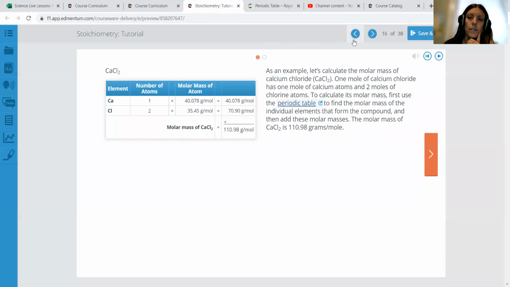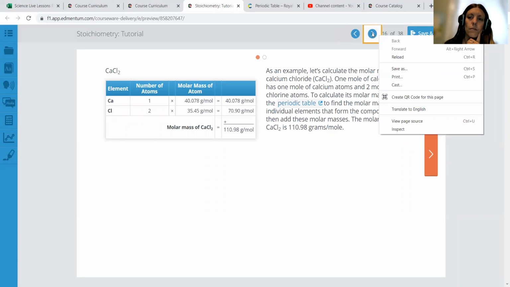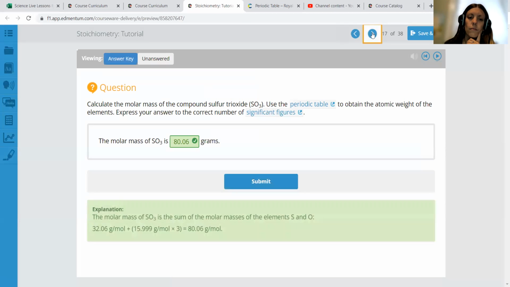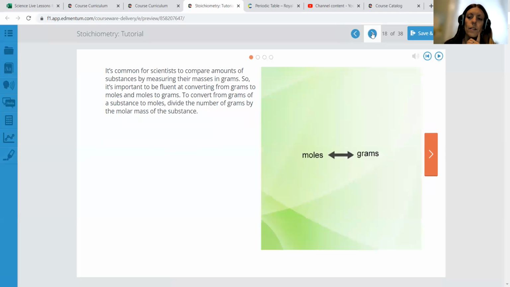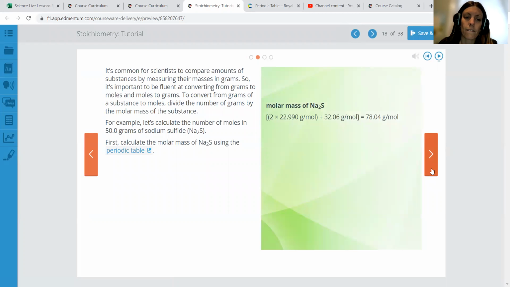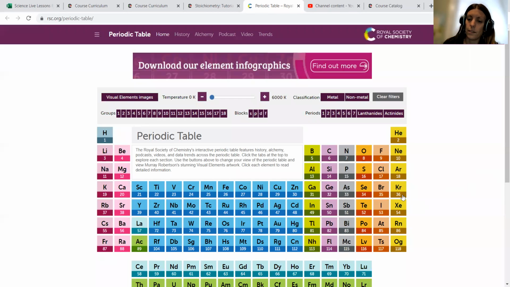All right, let's get back to that tutorial. Ooh, significant figures. I have done a few lessons on those. Again, more algebra and chemistry combined with each other. So now we have moles to grams. Go back to that periodic table. Then this will come in handy too.